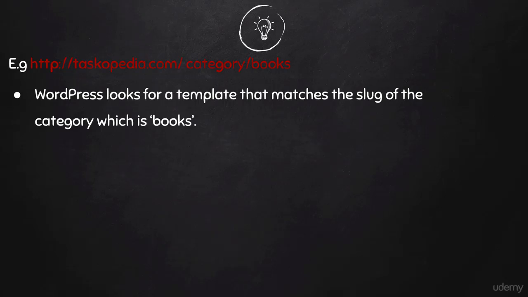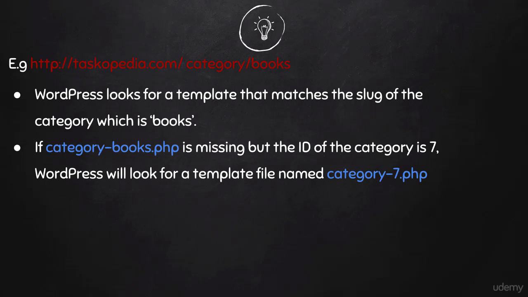Over here we have taskopedia.com/category/books. How will WordPress determine the template file that will be used to display the content of this particular URL? First things first, WordPress would look for a template that matches the slug of the category, which in this case is books. If you don't know what slug is, it's just basically the name. Slug can be used interchangeably with name. So right now we can see that the name of this category, or the slug of this category, is books. So first of all, WordPress would look for a template file called category-books.